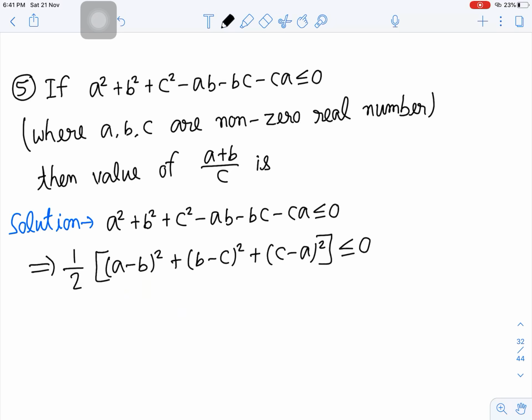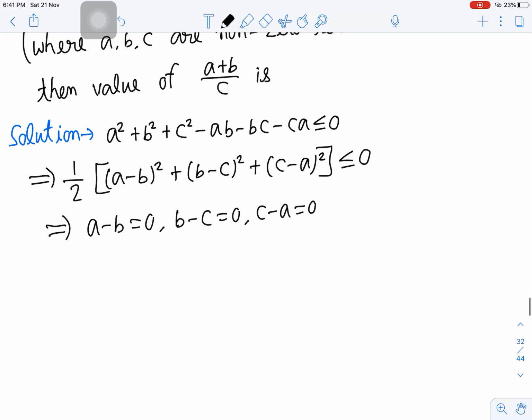So when all the three are 0, then what will happen? You will get a minus b equal to 0, b minus c equal to 0, and c minus a equal to 0. So you will get here a equal to b, and b equal to c, and c equal to a.